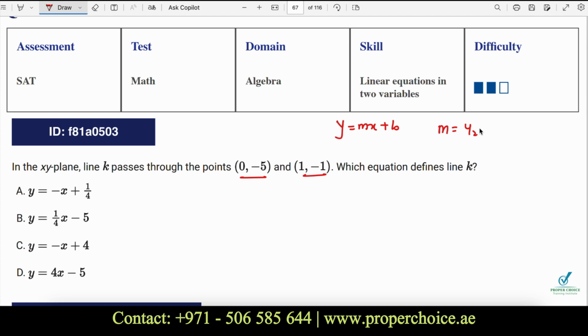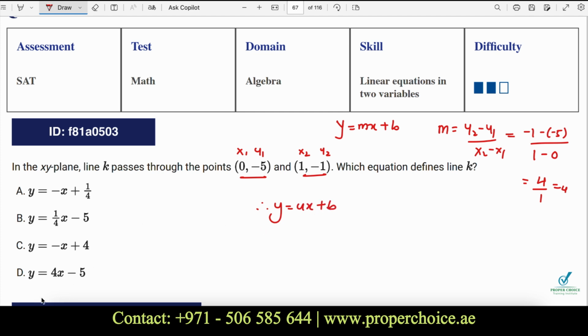So by using y2 minus y1 by x2 minus x1. Let me assign this as x1, y1, and this pair of coordinates as x2, y2. So what would be your slope then? Minus 1 minus of minus 5, that is y2 minus y1, divided by x2, which is 1 minus 0. Minus 1 minus of minus 5 is going to be plus 5. Minus 1 plus 5 is 4 by 1, which is 4. So your equation should be y equals 4x plus b.